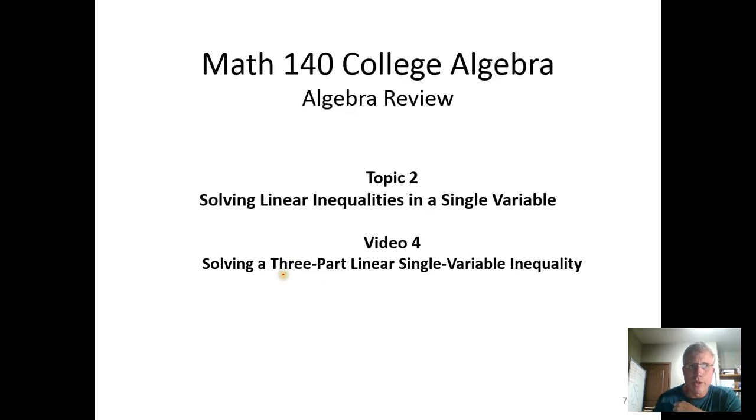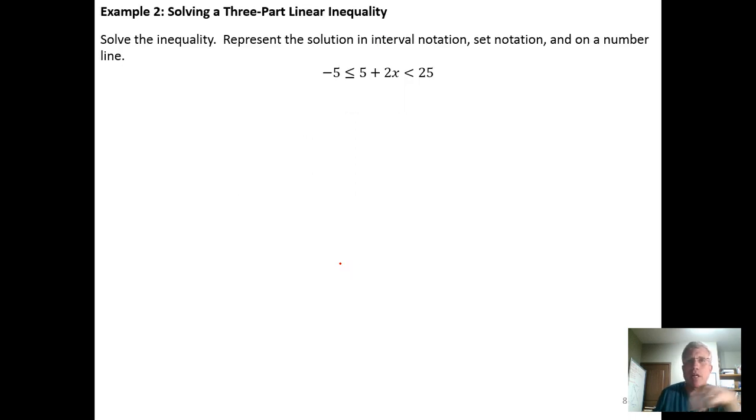So in this video, we're going to go over solving a three-part linear single variable inequality. And the hallmark of a three-part inequality is that we're going to have two inequality symbols showing up that break our inequality into three sections, which is why it's a three-part linear inequality. But the solution process is going to be the same as it is for a standard two-part linear inequality.